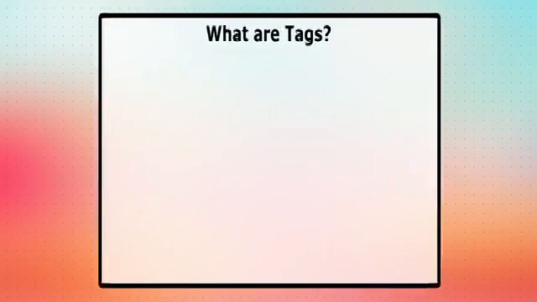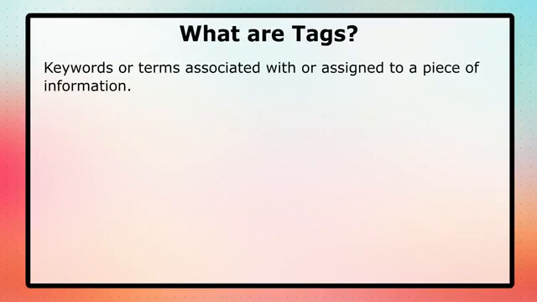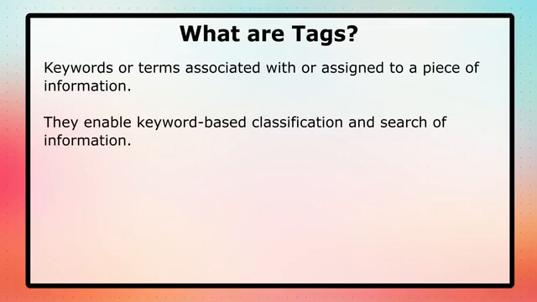Folksonomy is actually a coupling of two words, folk plus taxonomy, and tagging. Now, let us understand what tags are. It is a very important concept in the context of the modern trend of knowledge classification. First, what are tags? Keywords or terms associated with or assigned to a piece of information are called tags. So basically tags are nothing but keywords. Now they enable keyword-based classification and search of information.